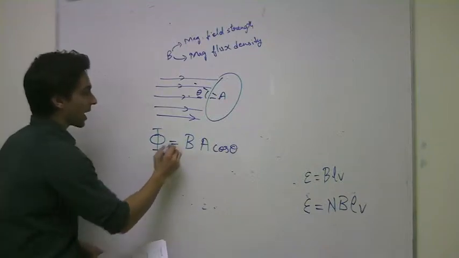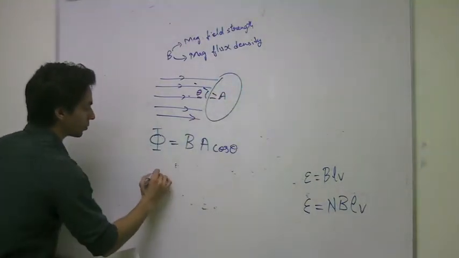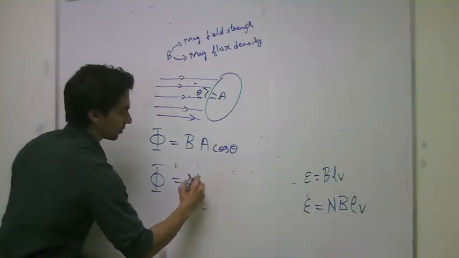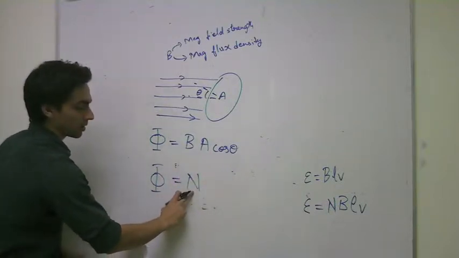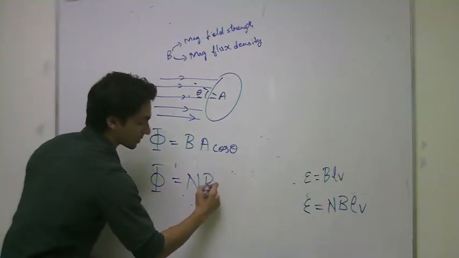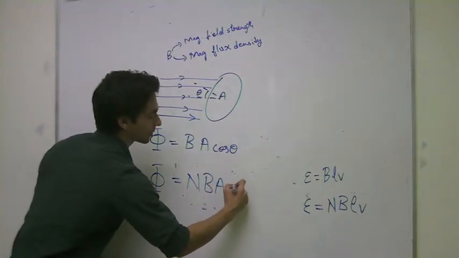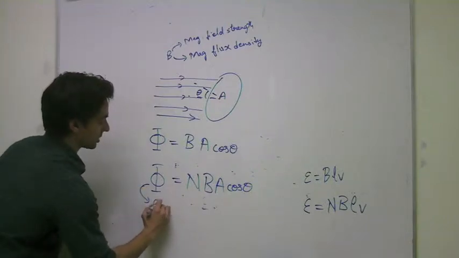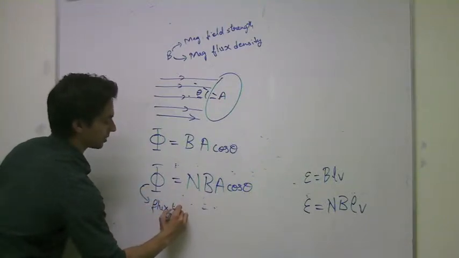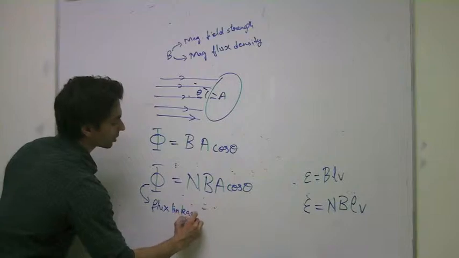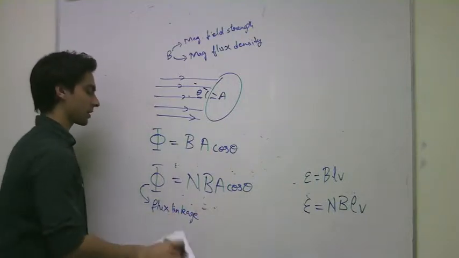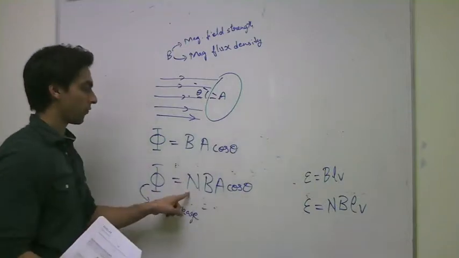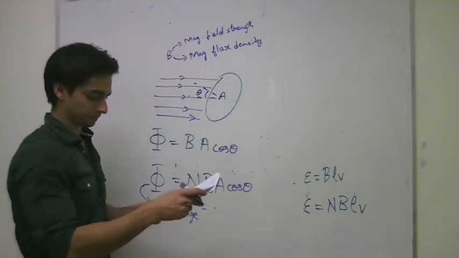Again, if I had a series of coils, I will have to add up the flux, and in that case, adding up the flux, the number of times, as many as the number of coils, would be NBA cos theta. In this case, this symbol is called the flux linkage. Okay, so why is it called flux linkage? Because the magnetic flux from each coil links together to form a stronger magnetic field.